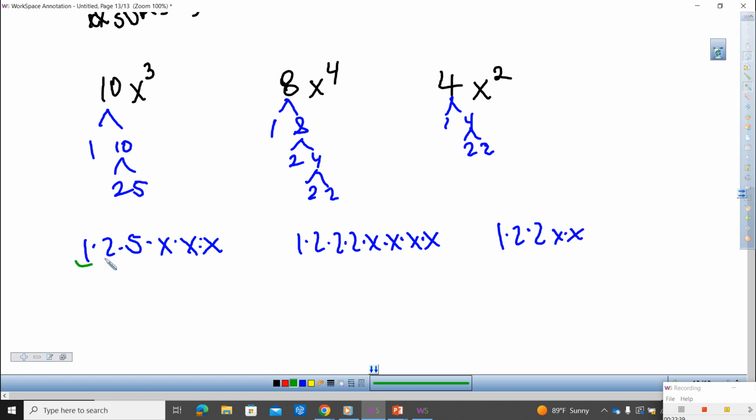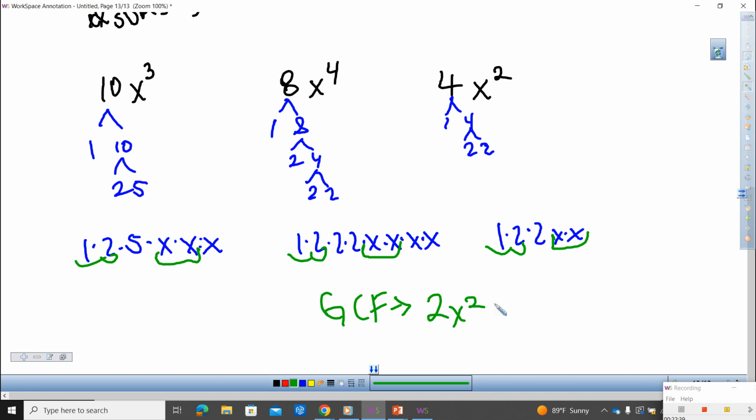Therefore, do all of them have a 1? Yes. Do all have 1, 2 at least? Yes. How many x's do all of them have in common? 2. So that means 1 times 2 times x times x. My GCF for all of them is 2x squared. Have you got that?